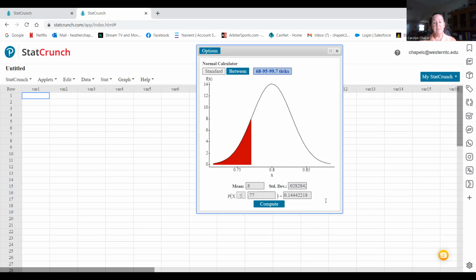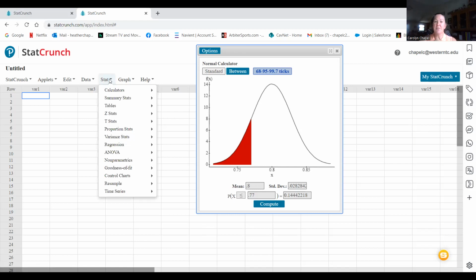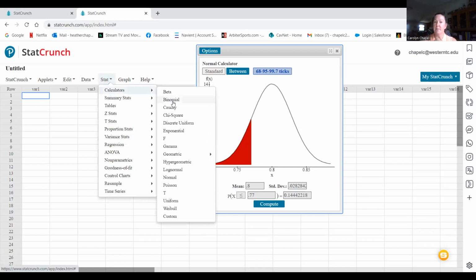So this is an easier way to approximate probabilities of proportions instead of using the binomial, which has a lot more calculations. Maybe not by you, but by technology, and sometimes technology speed is important. I'm not sure how long it would take to calculate it, but you could try it. I believe that would be under Stat, Calculators, the binomial. So just feel free to have some fun and check it out.